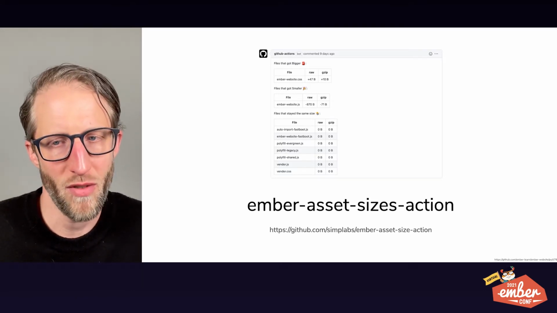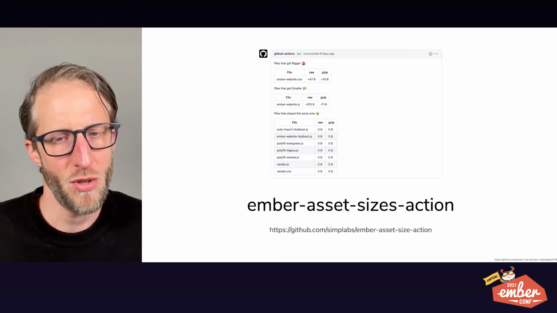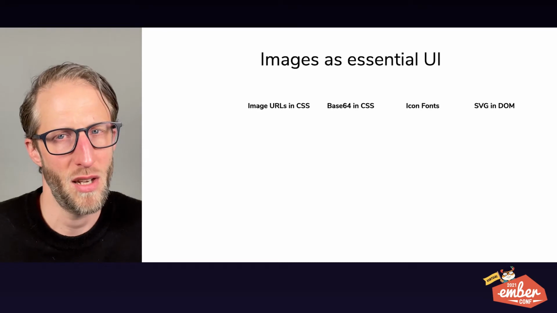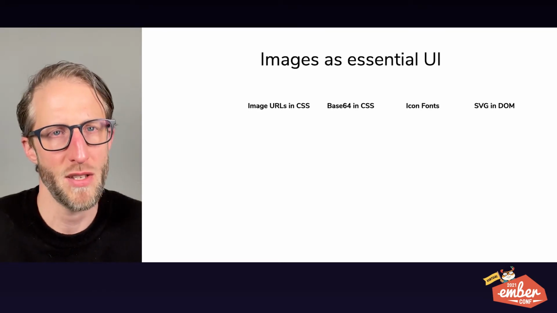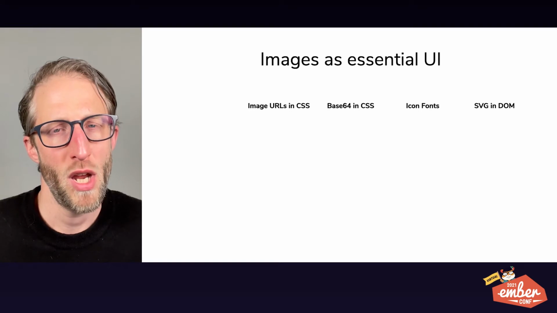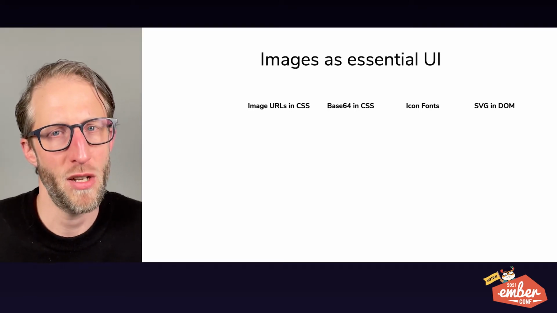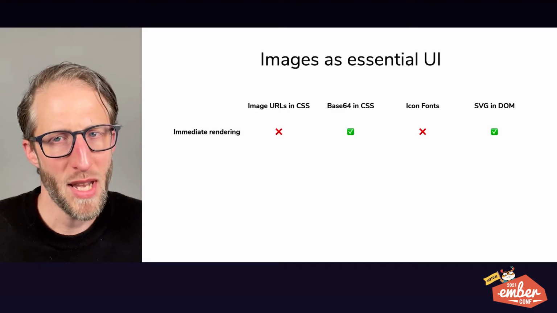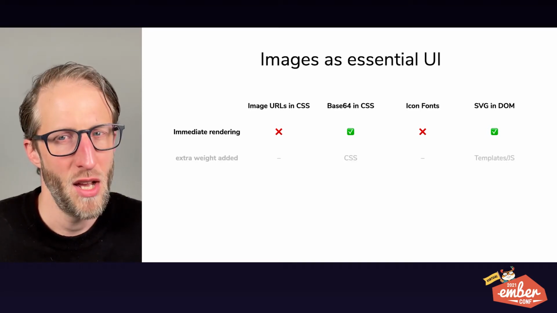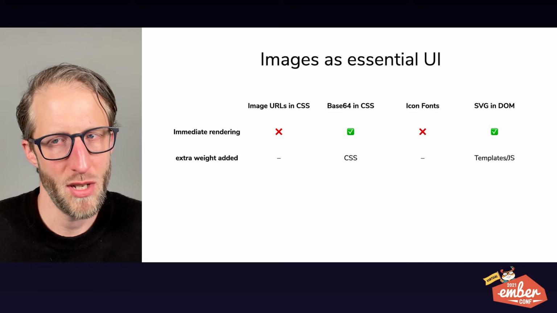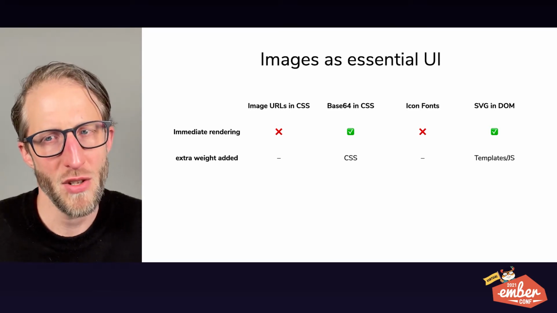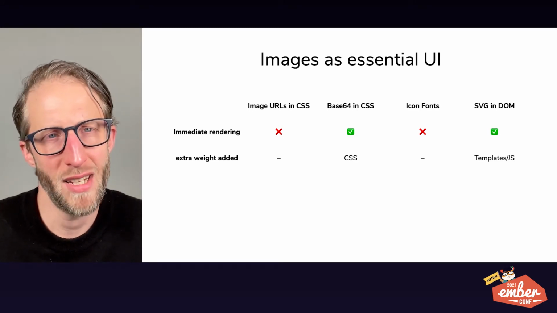To summarize the topic of icons, let's look at all of the presented options we have for adding icons into our apps at once. We can use image URLs in CSS, we can use images as base64 strings in CSS, we can use icon fonts, and we can put SVG right in the DOM. Icons added as base64 in CSS or SVG in the DOM will display immediately with the rest of the UI. They do add some extra weight to our CSS and JavaScript, though, where using image URLs in CSS or icon fonts do not really add any relevant weight.